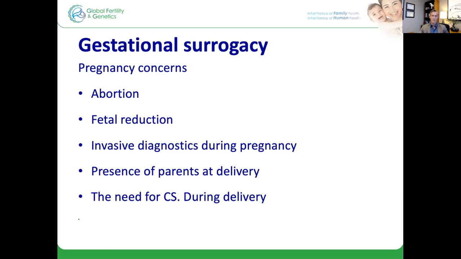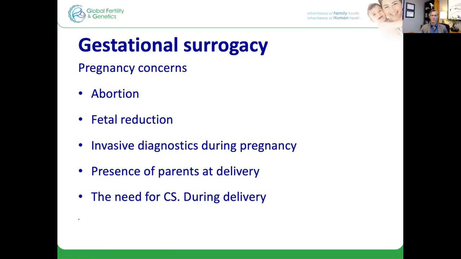Fetal reduction is also an issue. Usually we will try to make a pregnancy with only a singleton pregnancy, with only one baby in the uterus. Sometimes the couple and the surrogate will opt to put more than one embryo, which usually we do not advise. Sometimes one embryo will divide into two. And in this case, we need to have a good understanding with the surrogate if she will accept the fetal reduction, which means to reduce the pregnancy from 2 to 1, for example.